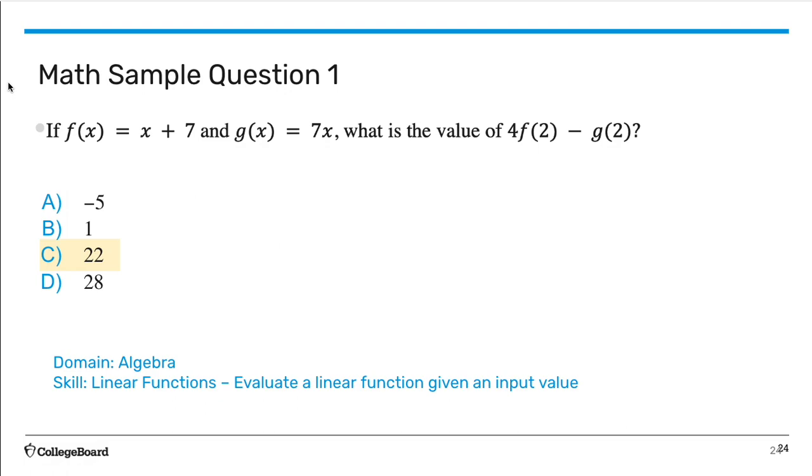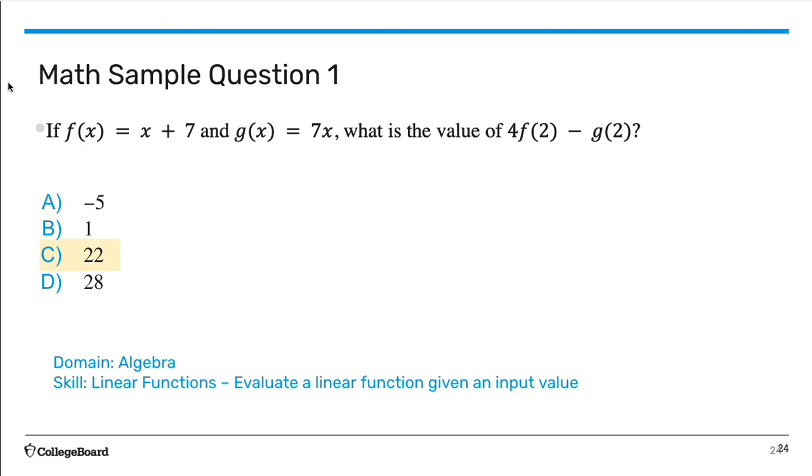The value of the expression 4 times f of 2 minus g of 2 can be found by substituting the correct values into the expression, which gives 4 times 9 minus 14, or 36 minus 14, or 22. Choice A is incorrect. This is the value of f of 2 minus g of 2, not 4 times f of 2 minus g of 2.